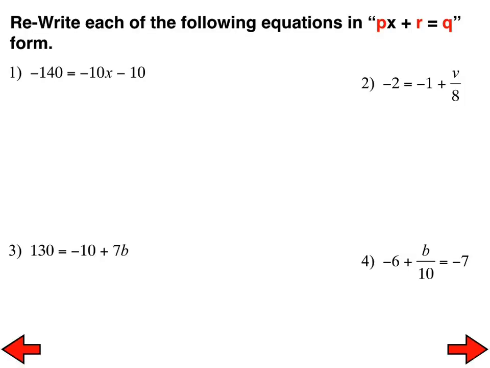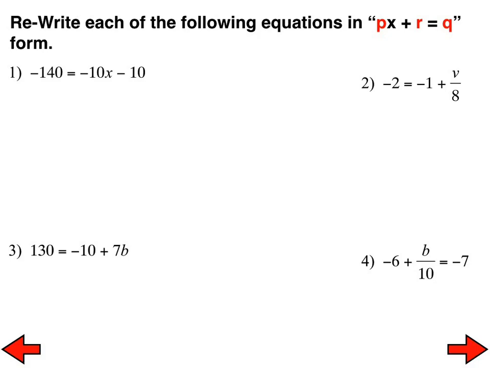All right. Let's take a look at number 1. So these first, I think 4 or 8, all we're going to do is practice rewriting it. And sometimes it's really, really simple to do that. So let's take a look at number 1. What would that look like if we were writing it in the form px plus r equals q? What would that look like?